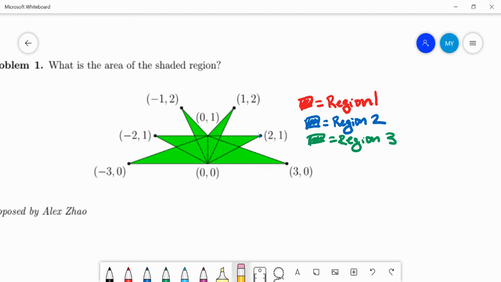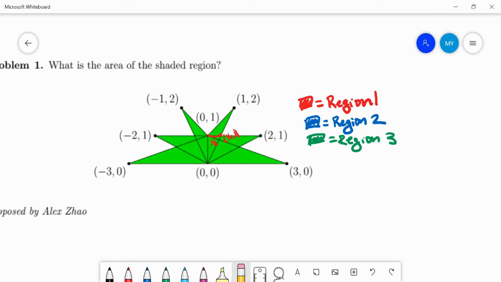So let's do that. The line connecting 0, 0, and 1, 2 is given by y equals 2x. And this horizontal line here is just given by y equals 1. Which means that this intersection point is going to be 1/2, 1. And this point is 0, 1, so that means the length of the base of this triangle is 1/2. And so that's good, we got the base.